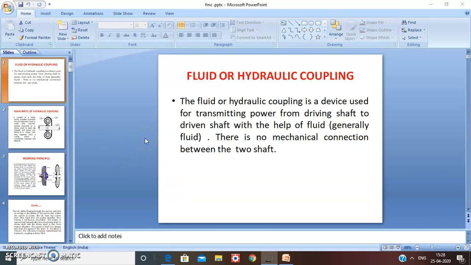Now, today we discuss the fluid or hydraulic coupling. First definition: the fluid or hydraulic coupling is a device used for transmitting power from the driving shaft to the driven shaft with the help of fluid. There is no mechanical connection between the two shafts. It means there is no connection between the driving shaft and the driven shaft.